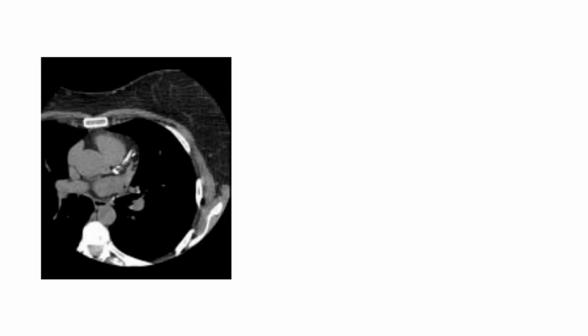Now this CT scan shows calcification in coronary arteries.